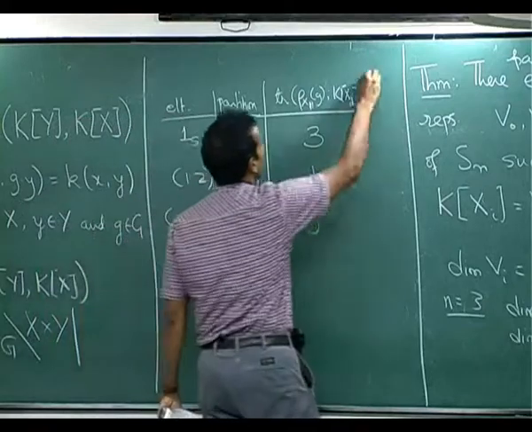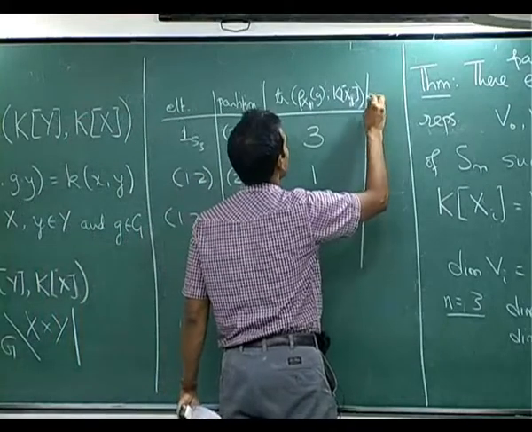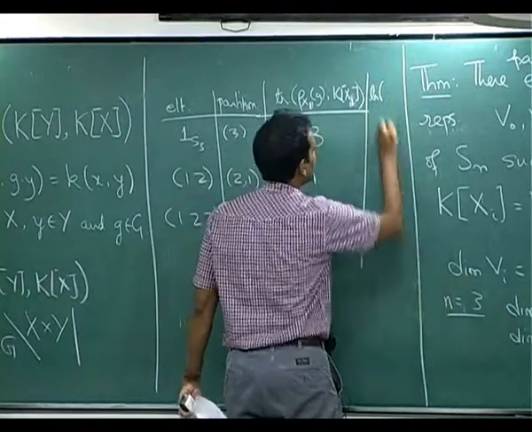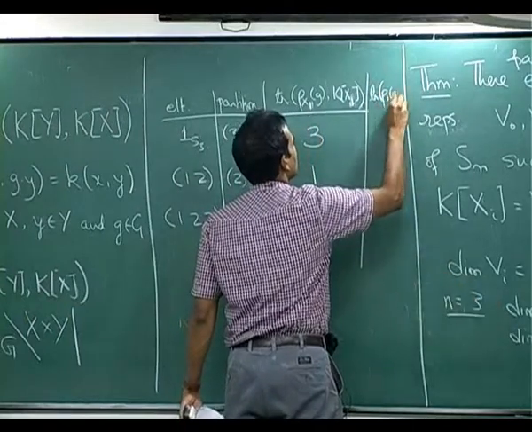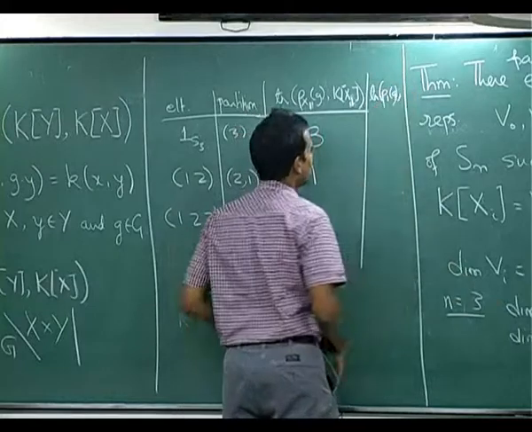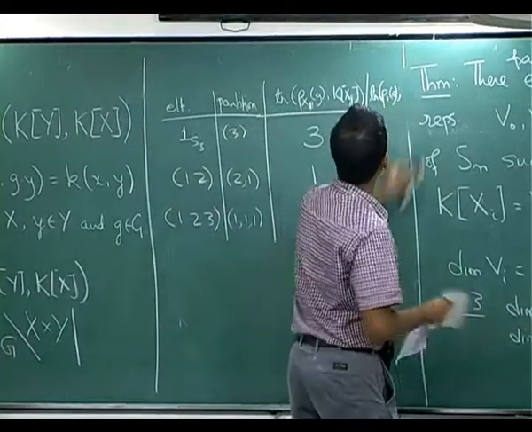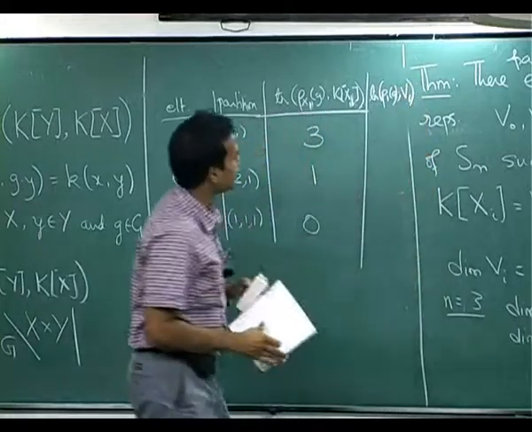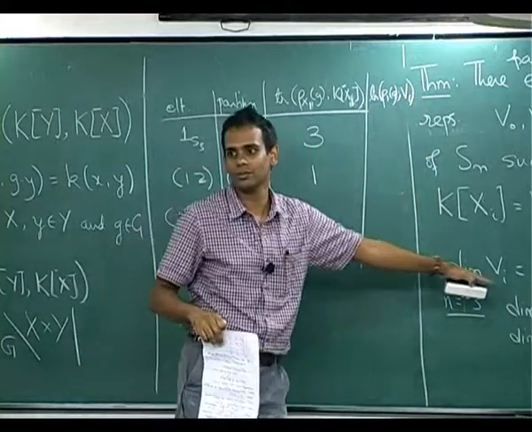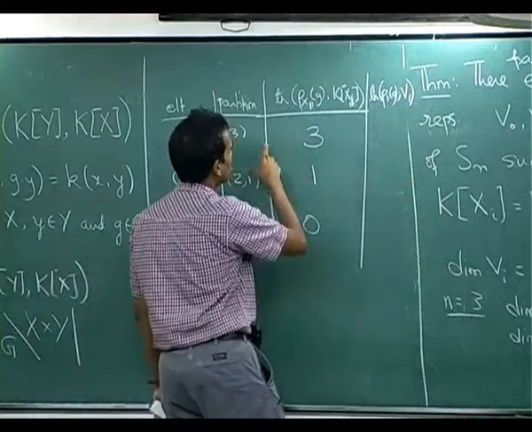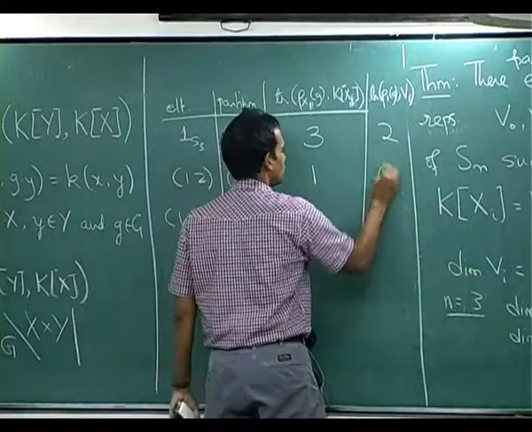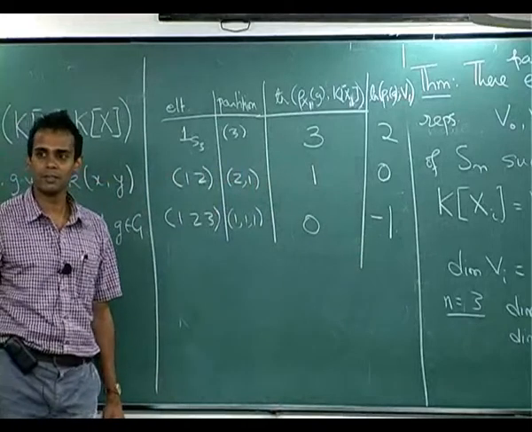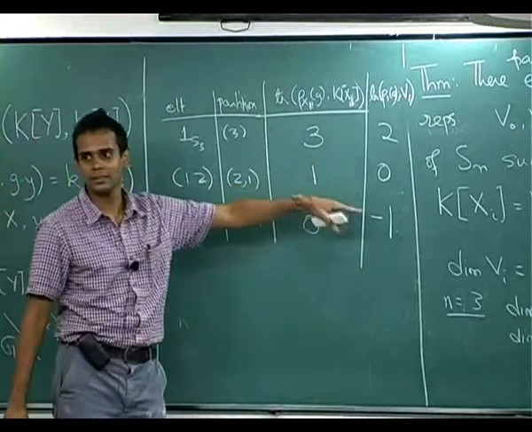But suppose I wanted to calculate the trace of this representation V1. Let me just create a little space here. Then I would have to subtract from it V0. So I have to subtract 1 from each of these. So I get 2, 0, minus 1. So that two-dimensional representation has this character.